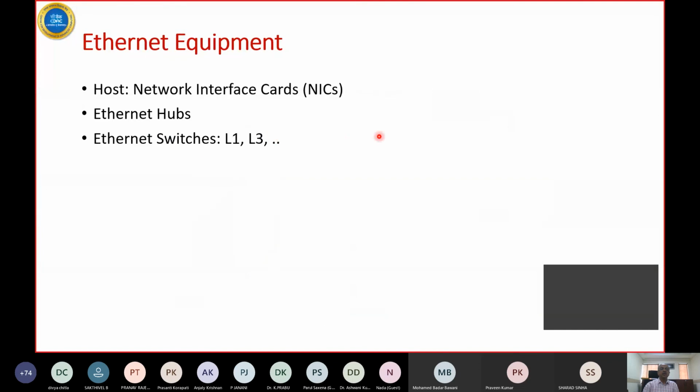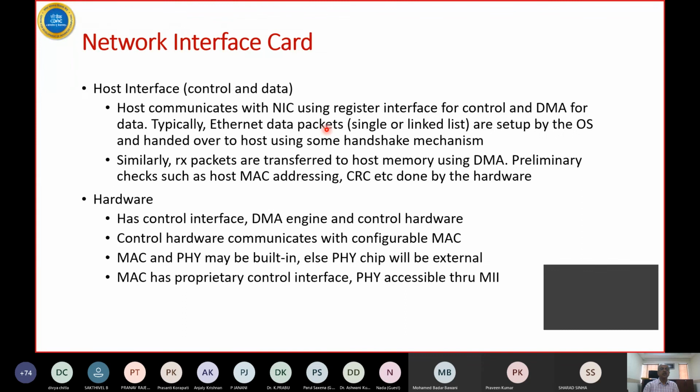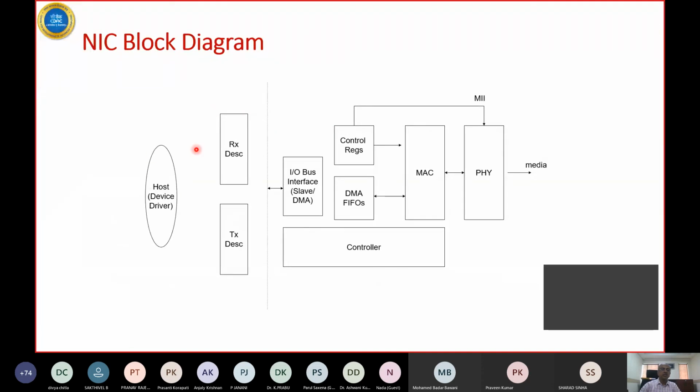So Ethernet equipment is: hosts, which contain a network interface card; hubs, which are nothing but a collapsed backbone; and a switch, which gives point-to-point connectivity. Again, I will not get into the details of this. I think you can read it. Basically, I will explain this diagram where there is a host and a device driver. Suppose this is an Ethernet controller in the Raspberry Pi. The driver will put the packets in the TX, and this engine will send them out. Whatever comes in will be delivered in the received descriptors, and the device driver will pick it up. That's how the Ethernet controller is viewed by the host.